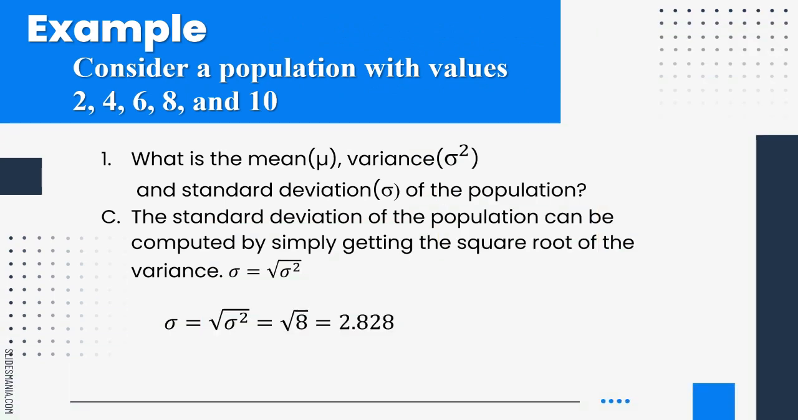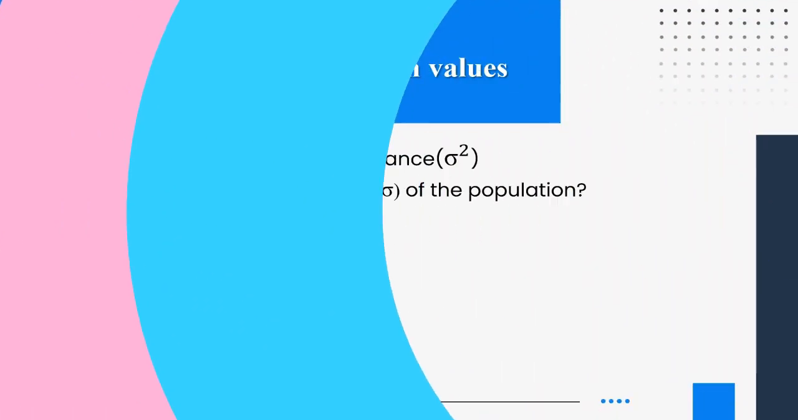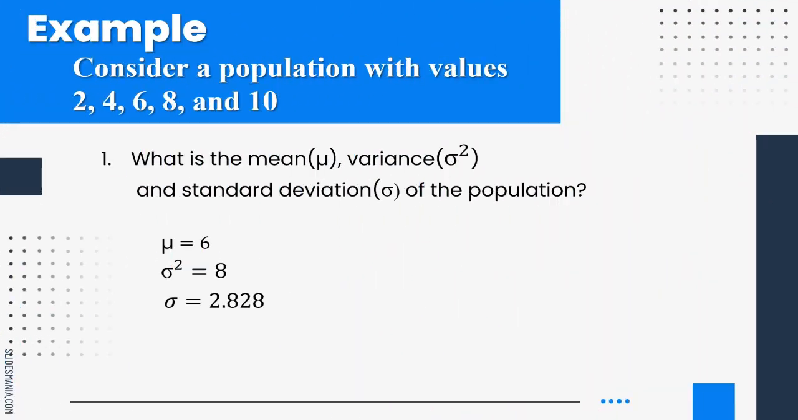For the standard deviation of the population, it can be computed by simply getting the square root of the variance, that is sigma is equal to square root of sigma squared, that is equal to square root of 8, that is equal to 2.828.